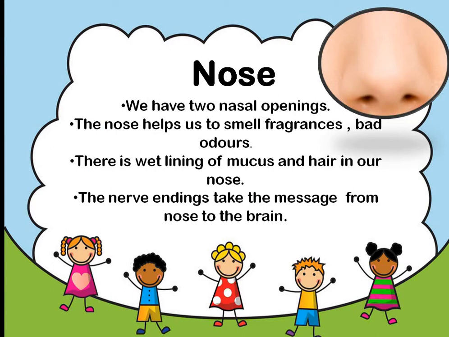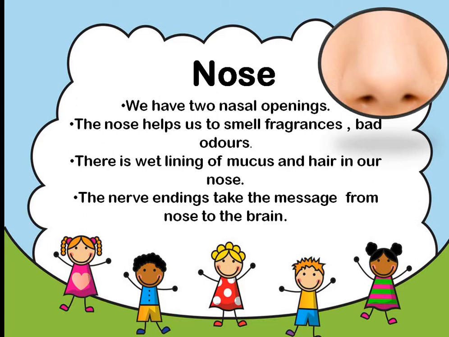Coming to the next sensory organ, that is nose. Now we have got two nasal openings. The nose helps us to smell fragrances and bad odors. There is a wet lining of mucus and hair in our nose. This I have told you earlier also. The nerve endings take the message from the nose to the brain. There are nerve endings inside the nose.